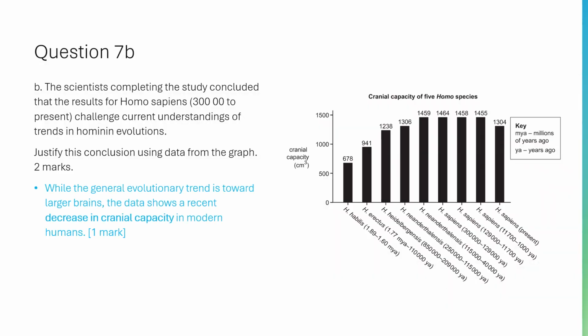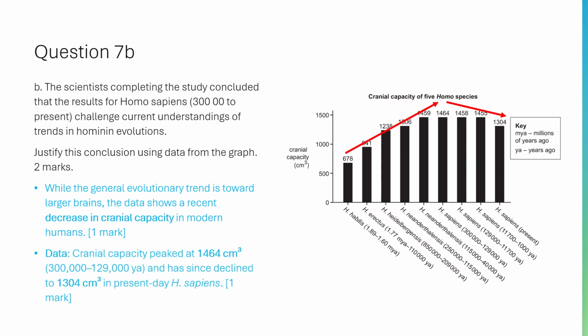While the general evolutionary trend is toward larger brains, the data shows a recent decrease in cranial capacity in modern humans. Data: cranial capacity peaked at 1,464 cubic centimeters, 300,000 to 129,000 Ya, and has since declined to 1,304 cubic centimeters in present-day H. sapiens.